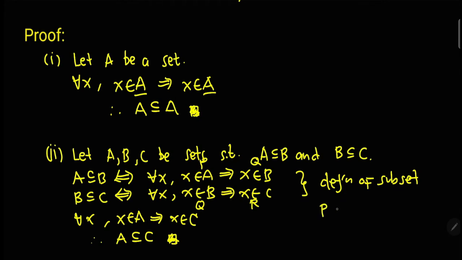The hypothetical syllogism, P implies Q and Q implies R, gives us the required conclusion that P implies R.